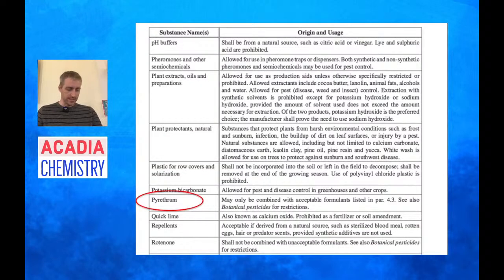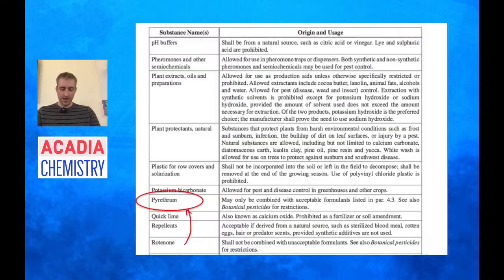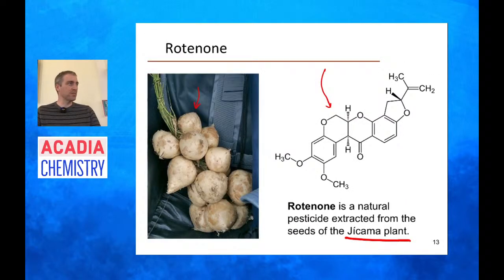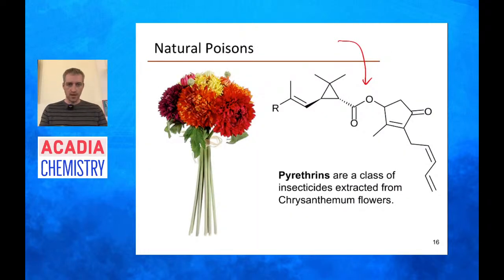Pyrethrum is another one on this list, just a few up from rotenone. It's on the allowable organic farming chemicals, and it has a chemical structure that is, again, very complex. Just so you're aware, I'm never going to show you a molecule like this and ask you what it is, unless it's something very basic like H2O or CO2. I'm not going to expect you to recognize that this is pyrethrin and this is rotenone just by looking at the structure. I don't know if I could do it myself, so I'm certainly not going to expect you to.